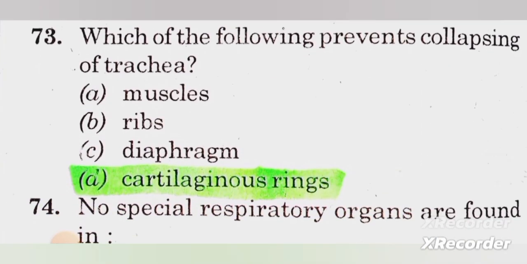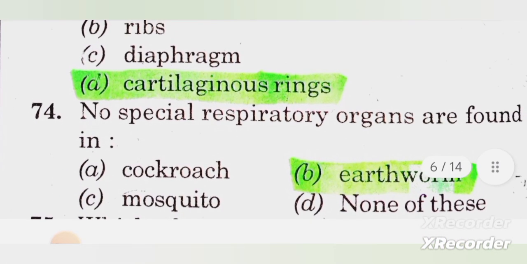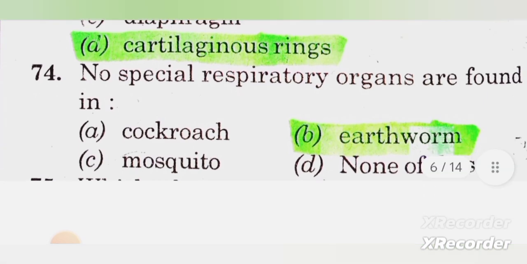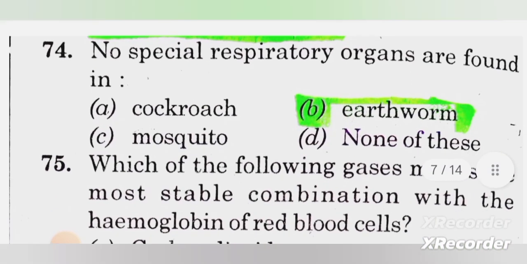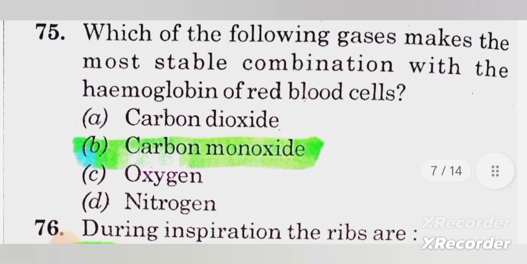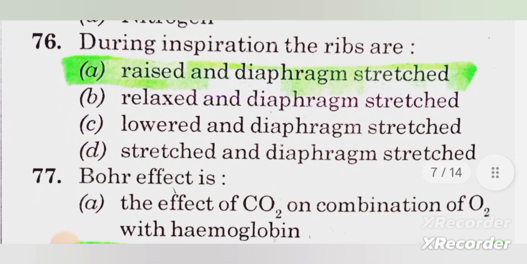Next, 73. Which of the following prevents collapsing of trachea? Answer D, cartilaginous ring. 74. No special respiratory organs are found in answer B, earthworm. Next, 75. Which of the following gases makes the most stable combination with the hemoglobin of red blood cells? Answer B, carbon monoxide. Next, 76. During inspiration, the ribs are raised and diaphragm stretched.